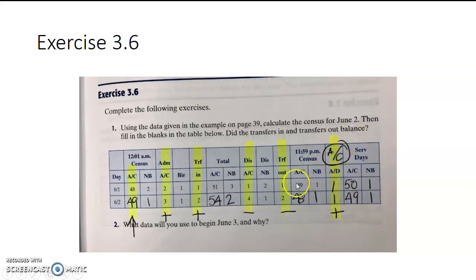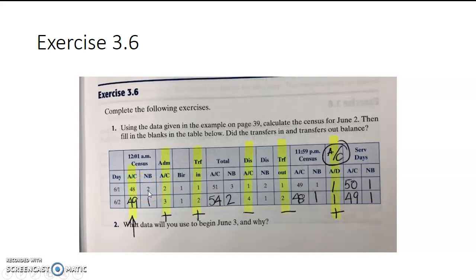So I wrote that here. We're going to take our 49, our 11:59 census. We're going to add that A and D. So we came up with 50 service days. Okie dokie. Likewise, you can do the same thing for newborns.